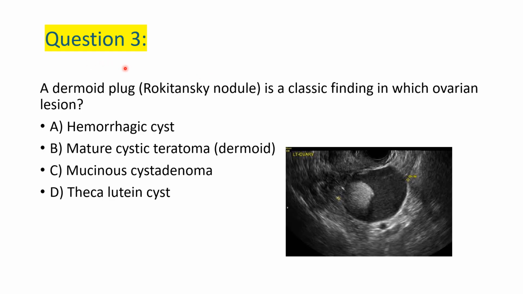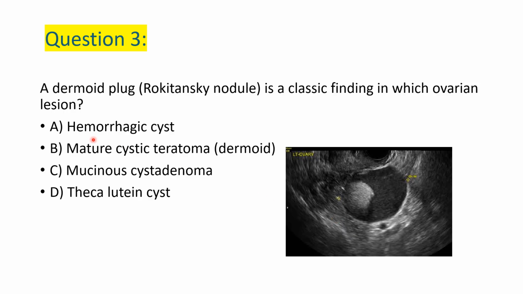Question number 3. A dermoid plug, the Rokitansky nodule, is a classic finding in which ovarian lesion? So this is our ovarian mass lesion there. Then you can see here what we have. This is the echogenic nodule there that is called the Rokitansky nodule. So you can find some internal debris in the dermoid cyst there that is called the dermoid mesh. So this Rokitansky nodule gives a posterior acoustic shadow. So the configuration is now what we call the tip of the iceberg sign.